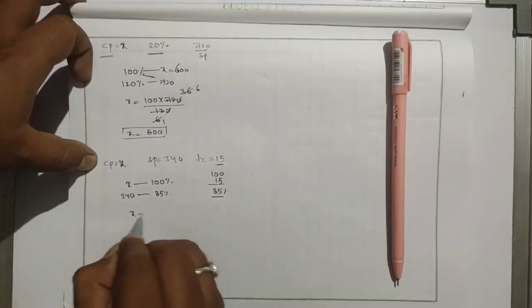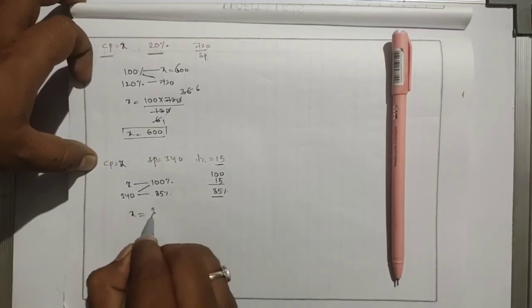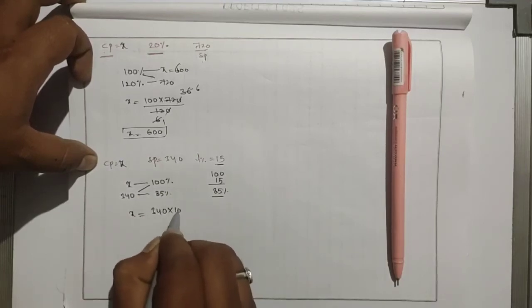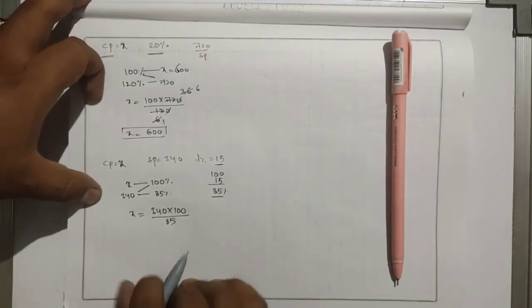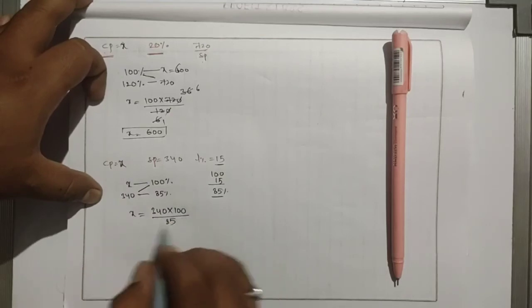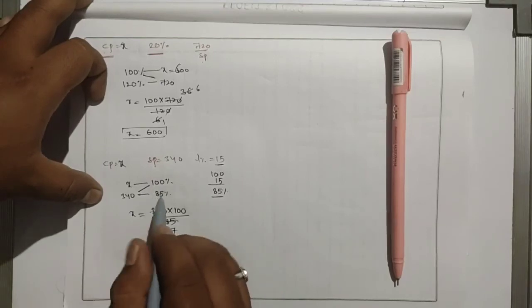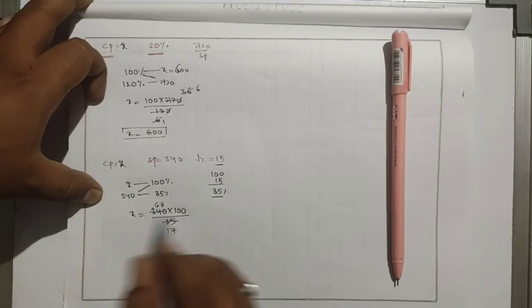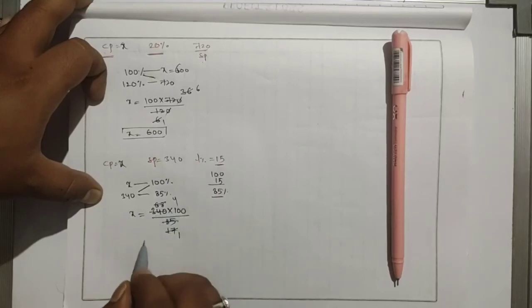Then x is equal to, we take these two and multiply: 340 into 100 by 85. If you observe here and divide them, 5 1 is 5, 5 7 is 35, 5 6 is 30 and 5 8 is 40, and 17 1 is 17, so we get 4. Therefore 4 into 100 is 400. Therefore x is 400.